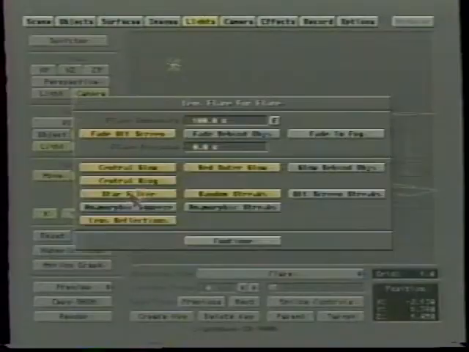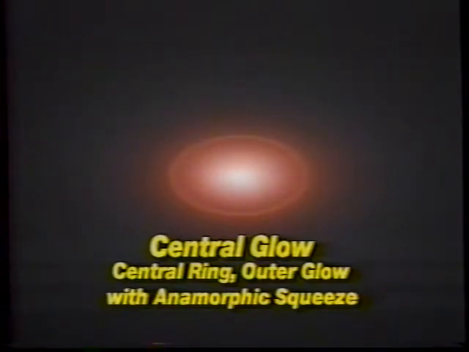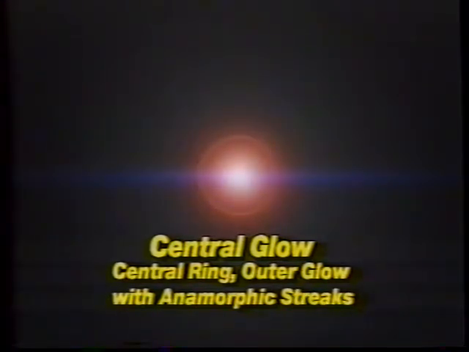Now there's two buttons here, anamorphic squeeze and anamorphic streaks. What these do is create lens flares similar to what you'd see if you were using a 35mm SLR or IMAX camera, something like that. The difference in camera is that this type of camera produces a flattened out, widened lens flare. And you can see this is the way the anamorphic squeeze options look. This is the central glow, ring, and outer glow with a squeeze on. And this is the anamorphic streaks.